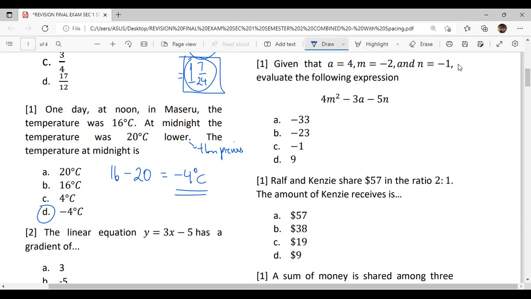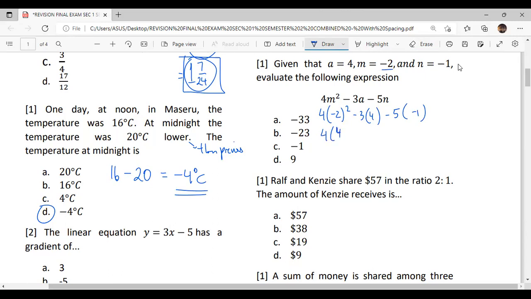Okay, now next. Given that a equals 4, m equals negative 2, and n equals negative 1, evaluate the following expression. Okay, I just substitute all the unknowns, all the variables to the number. M equals negative 2, write down. 3a, 3 times 4. If you don't have the sign, means it's multiplied. 5 times negative 1. Do it one by one.